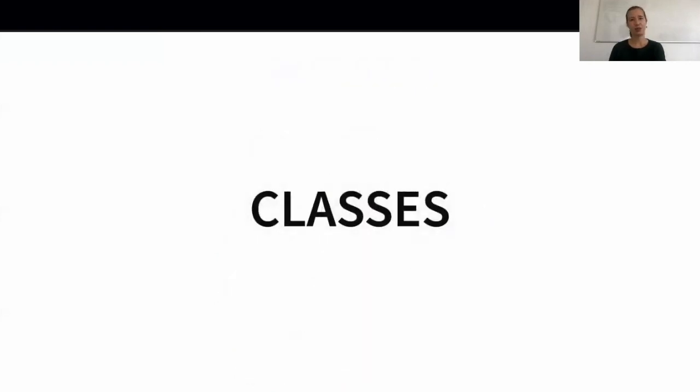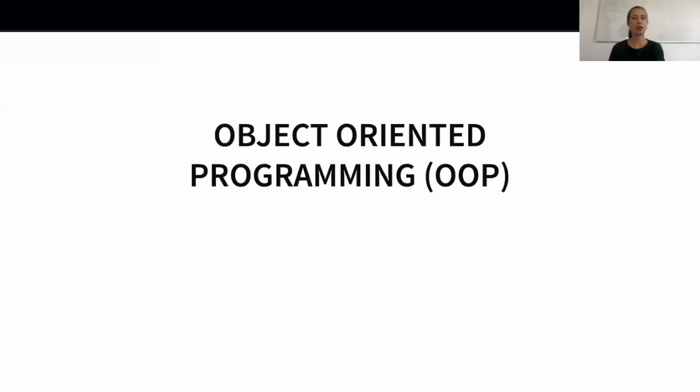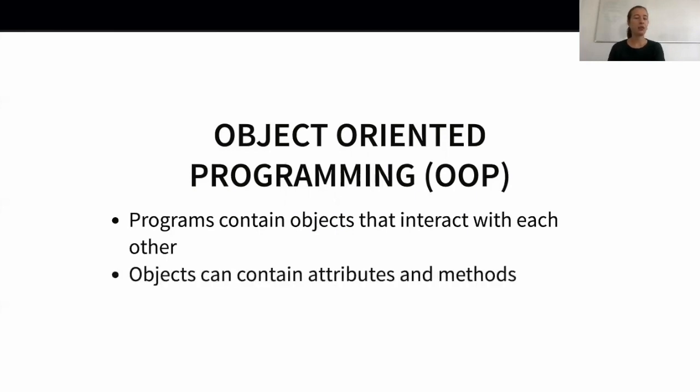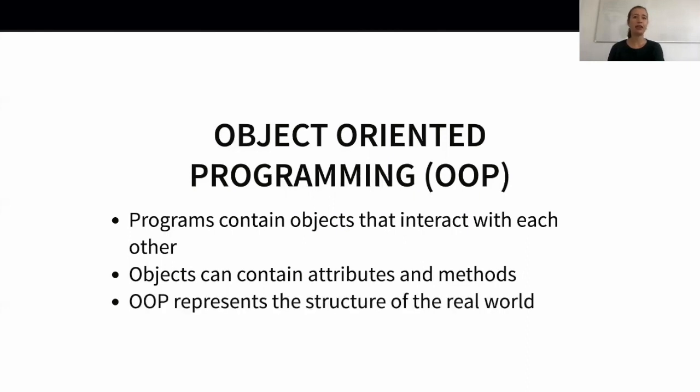To get started with our universe, we first have to talk about classes. Using classes in coding is tightly coupled to the concept of object-oriented programming. In this concept, programs are designed by creating objects that interact with each other, and where each object can contain attributes and methods. Object-oriented programming can be used to represent the structure of the real world. If you think about it, we have lots of classes and instances of these classes. For example, we have the class person and lots of individual persons like you and me who are instances of the person class.